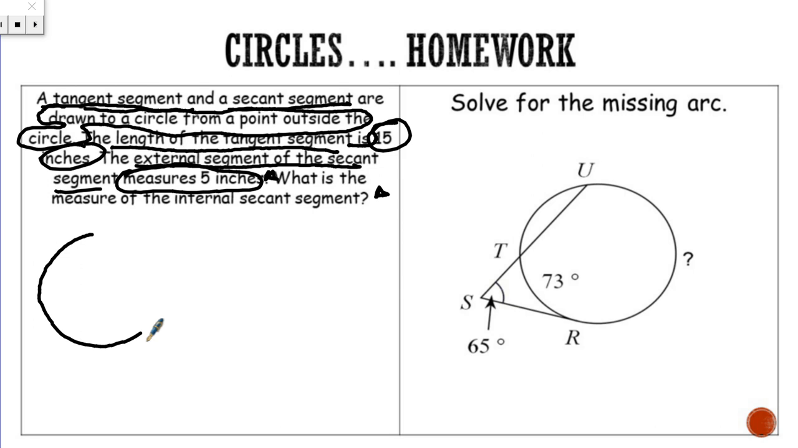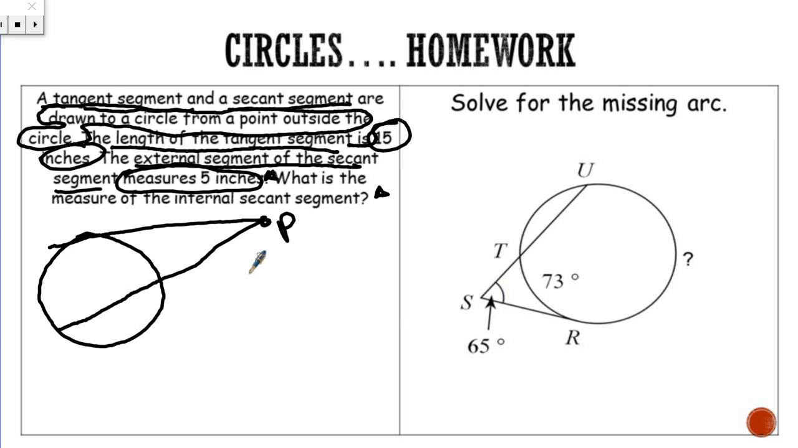So I'm going to draw a picture, because if I have a tangent, that means I have a circle. So I have a tangent segment and a secant segment. There we go, to some point out here. We're going to call it point P. It says the length of the tangent segment is 15. Okay, it says the external segment of the secant measures 5 inches, so I'm going to put 5 here. What is the measure of the internal secant segment? Now I have the question. So that's this piece right here.